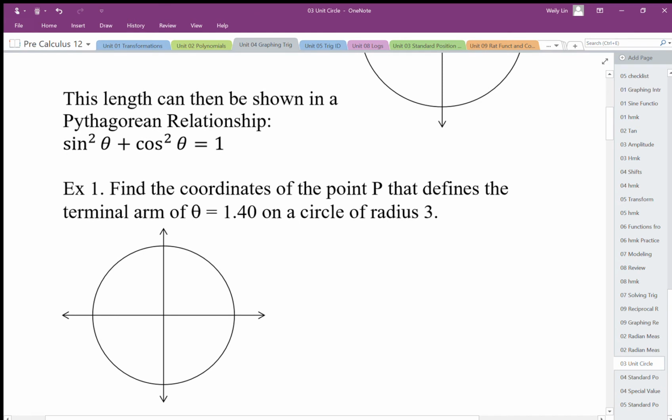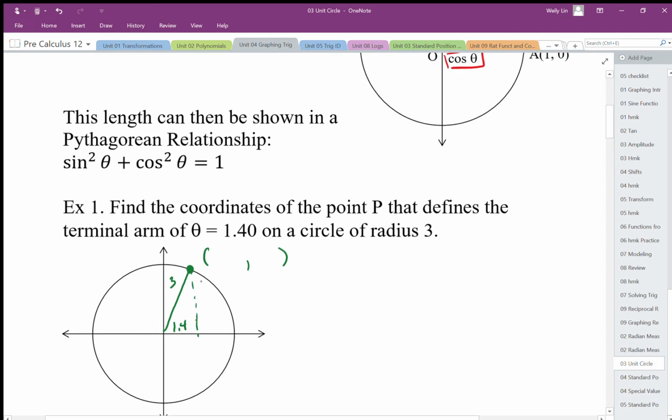So again, the unit circle has multiple uses, and one of them is using it as a unit rate. If I have a problem here, I have an angle of 1.4, right about there. That's about 1.4 radians, and this is on a circle of radius 3. So I'm going to say that that line is 3 long, and I want to find the x and y coordinates of that point. Well, I could have done it before with opposite over hypotenuse, and then solved for the opposite length using some algebra. But I'm going to do this slightly differently.